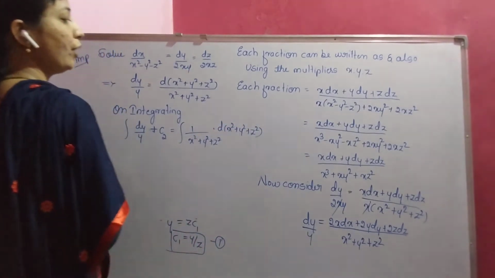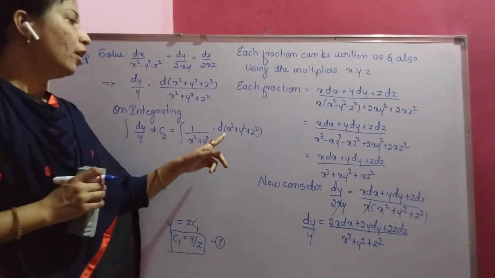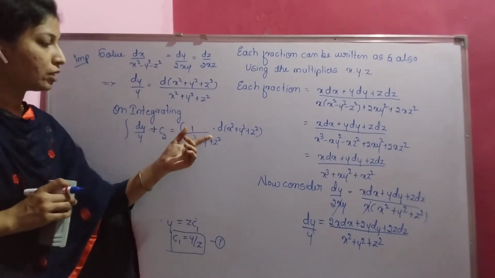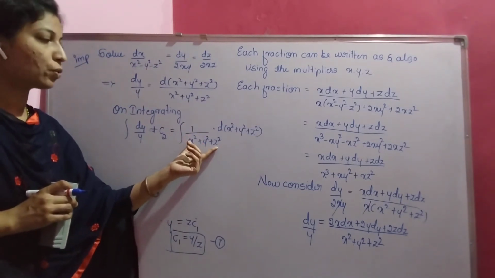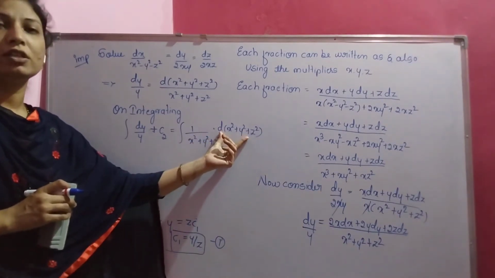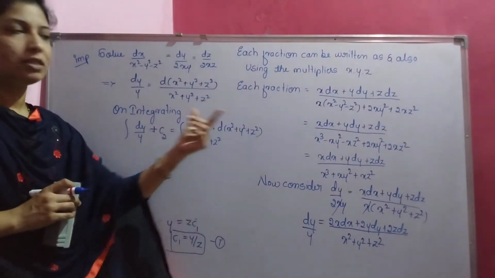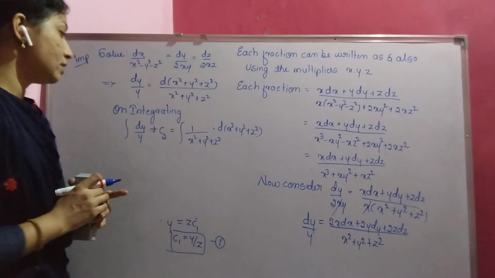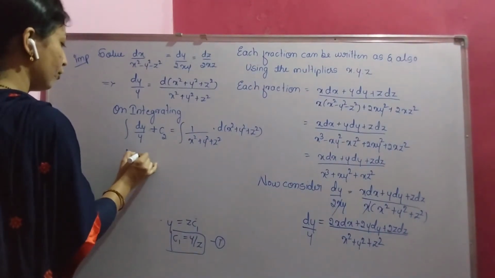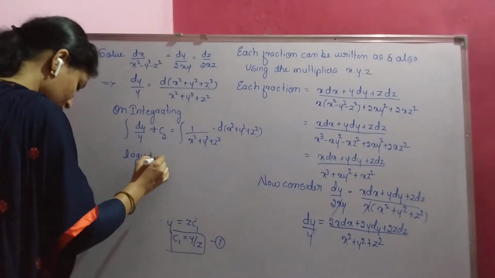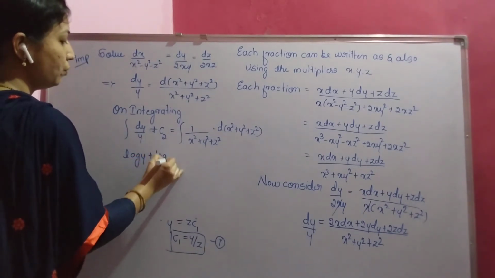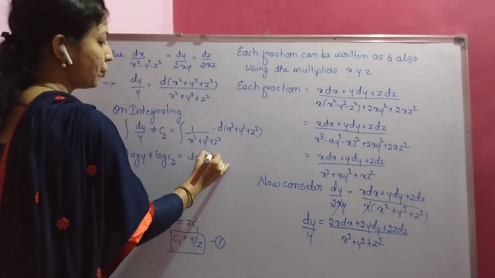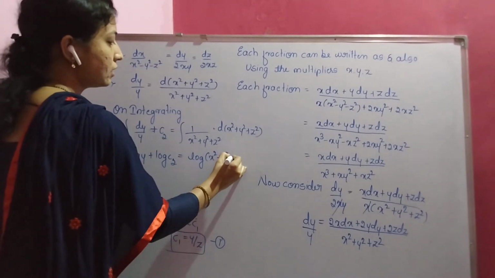So in the last video we know that the integration of 1 upon x dx is log x. So instead of x, here we have three terms, that is x square plus y square plus z square, with respect to x square plus y square plus z square. So this integration becomes log of x square plus y square plus z square. So here we can write log y plus this integral constant c2, which can be written as log c2, which is equal to log of x square plus y square plus z square.